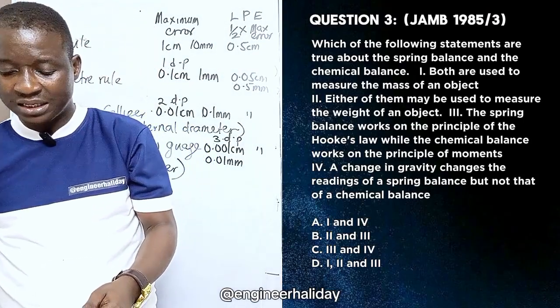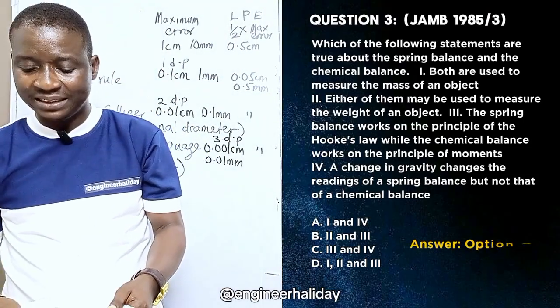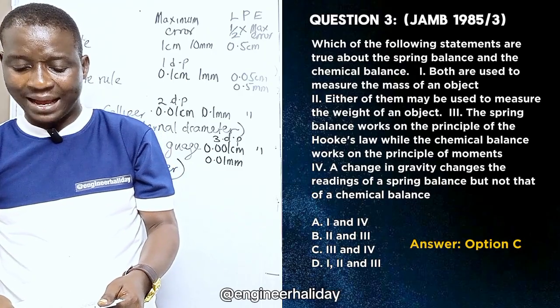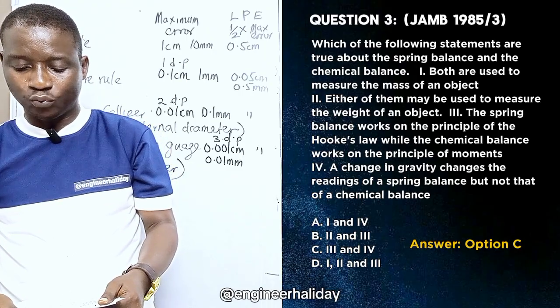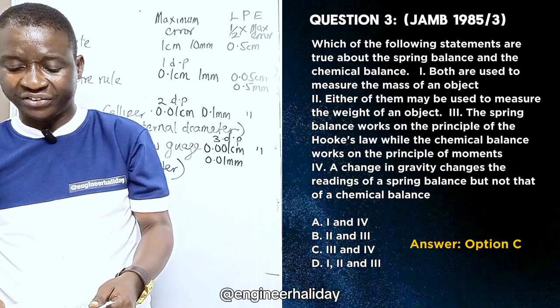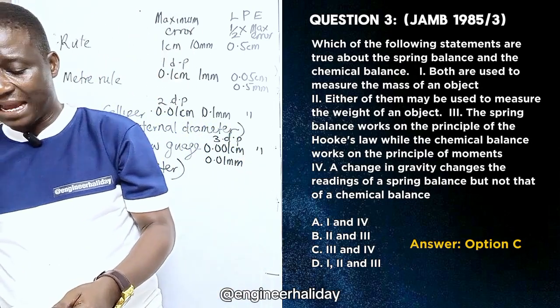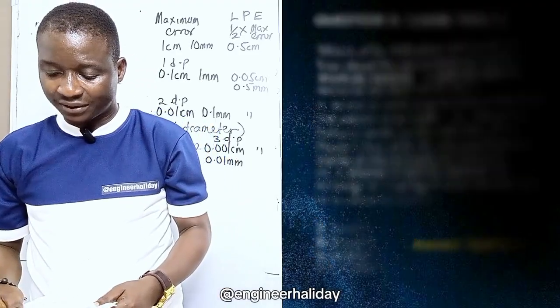So the answer is what? A, 1 and 4. B, 2 and 3. C, 2 and 4. D, 1, 2 and 3. So I will go with what? 3 and 4. Option C says 3 and 4. So I will go with option C, 3 and 4. So please take note of that.